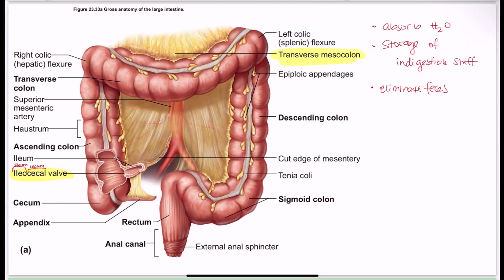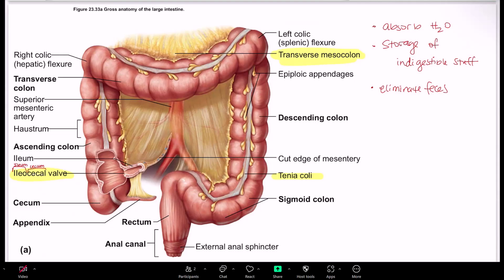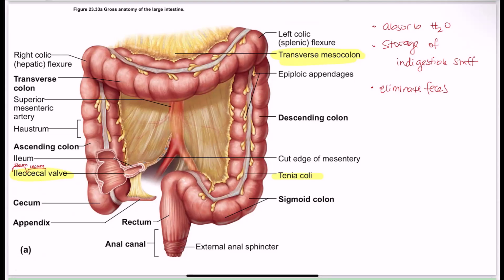This gray string-like thing that's kind of going across, that's a special new word. It's called tinea coli. Tinea coli means ribbon-like. It's a little bit of smooth muscle, which is like the large intestine's version of the muscularis externa's longitudinal muscle layer, just to kind of move everything. So it helps move everything down the line.